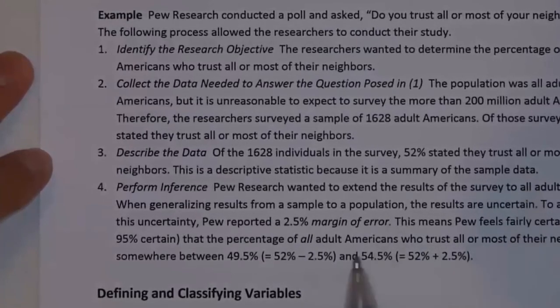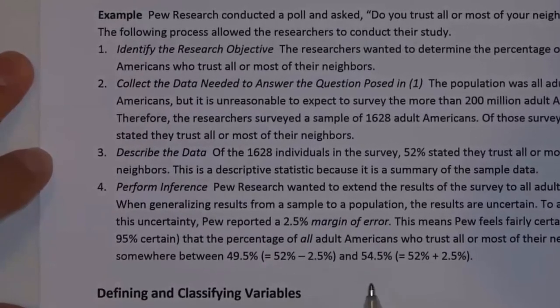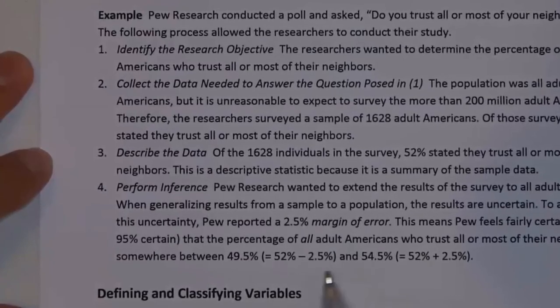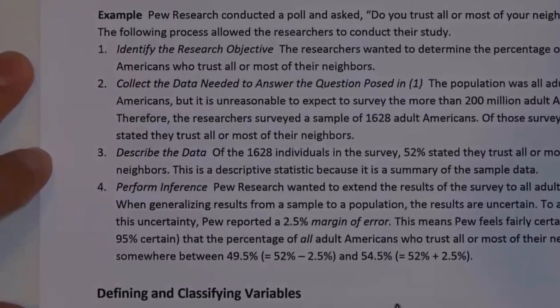If we take 52 and subtract 2.5, we get 49.5%. If we take 52 and add 2.5, that's 54.5%. So probably the true proportion of Americans that trust all or most of their neighbors is somewhere between 49.5% and 54.5%. It's probably not exactly 52%, right? But it's probably in that range. That's the idea of inferential statistics, and we'll learn how to do that at the end of the course.